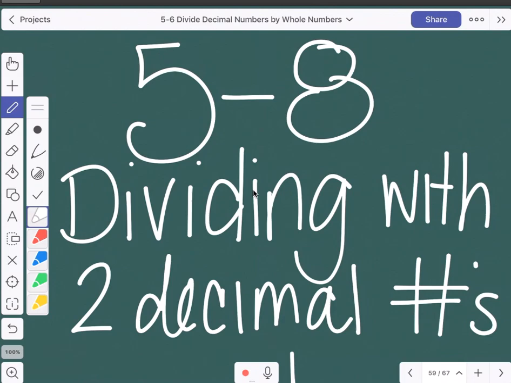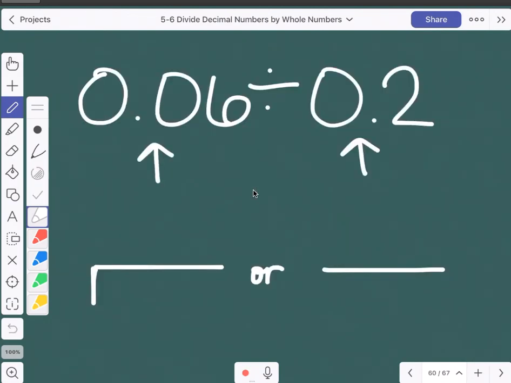Okay, so this is lesson 5-8, dividing with 2 decimal numbers. In this lesson, you'll have divisors with a decimal and dividends with a decimal. Whereas in the last couple lessons, you only had either the divisor with a decimal or the dividend with a decimal. Now you have both. So it will look something like this, where you have 6/100ths divided by 2/10ths.